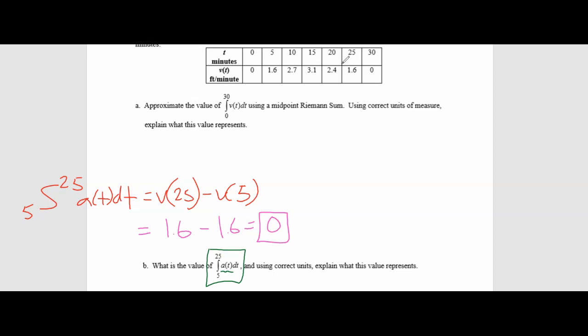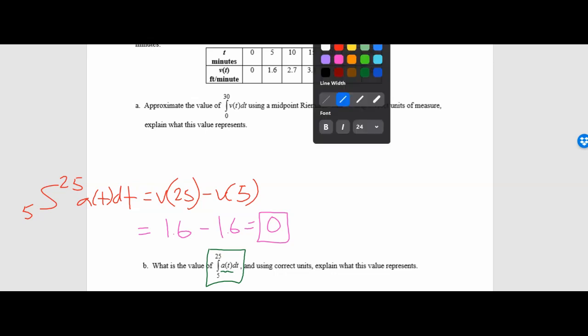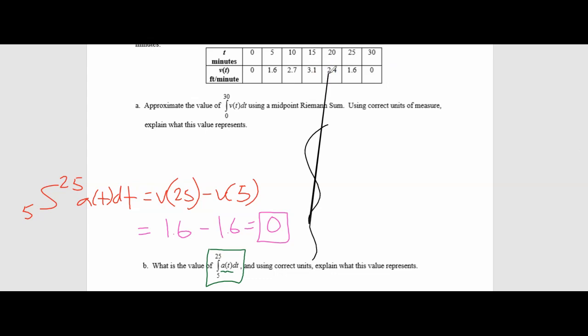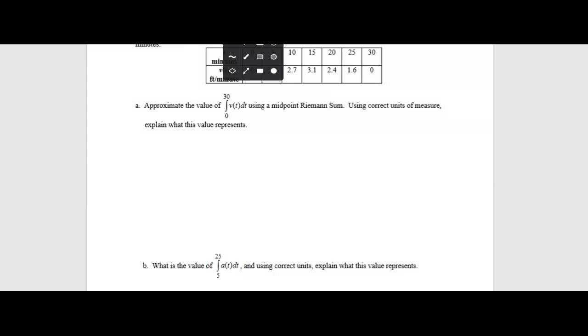Think about what this means. Does this mean that there's 0 acceleration? Does it mean something else? What are the units, etc.? Okay, well, what this means is that there's a 0 net change, or there's no net change in velocity from 5 to 25. Again, we are not doing part A.